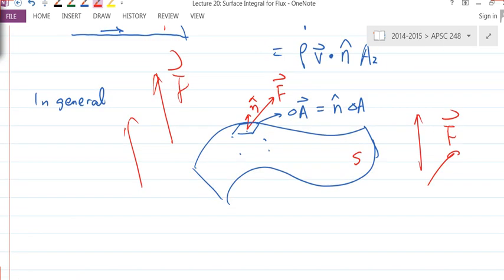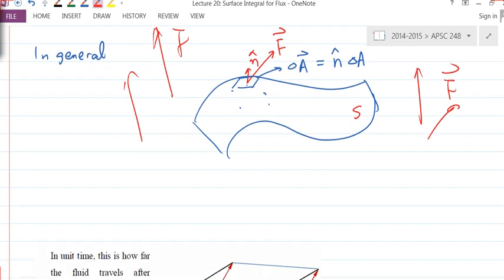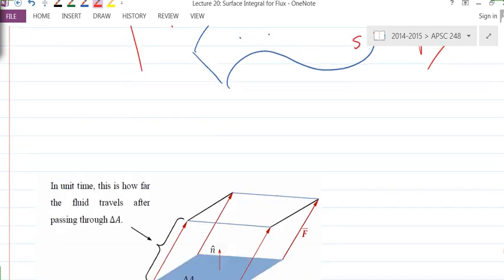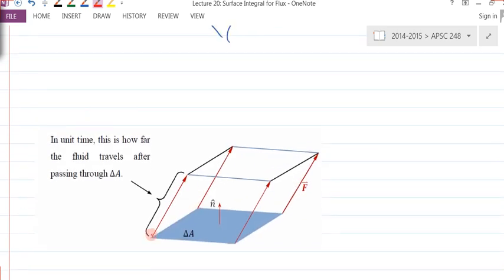I'll show you where the formula is derived here. Are you okay with this diagram now? I'll just move it down a little bit. So this is what I draw here. This is a delta A, and this is n hat. Assuming this is a small patch, assume the vector field within the small patch is constant, like this.